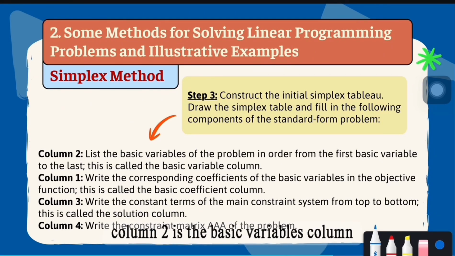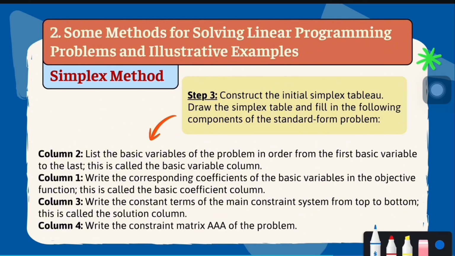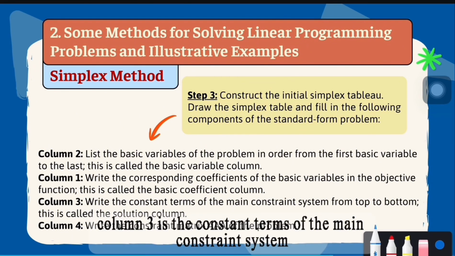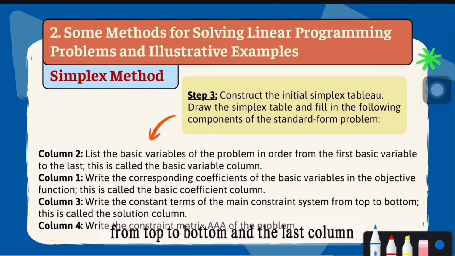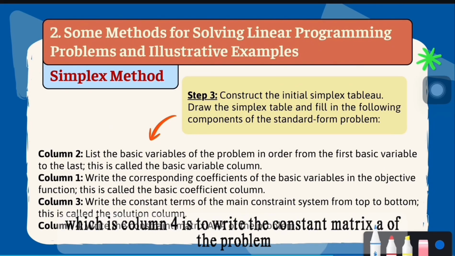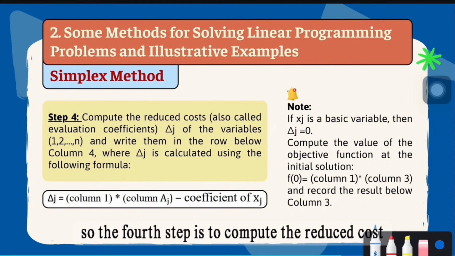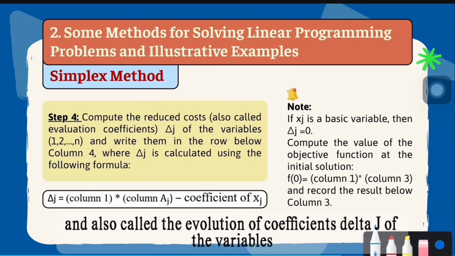Column 2 is the basic variables. Column 1 is the corresponding coefficients of the basic variables. Column 3 is the constant terms of the main constraint system from top to bottom. And the last column, which is column 4, is to write the constraint matrix A of the problem. So the fourth step is to compute the reduced cost, also called the evaluation of coefficients delta J of the variables.